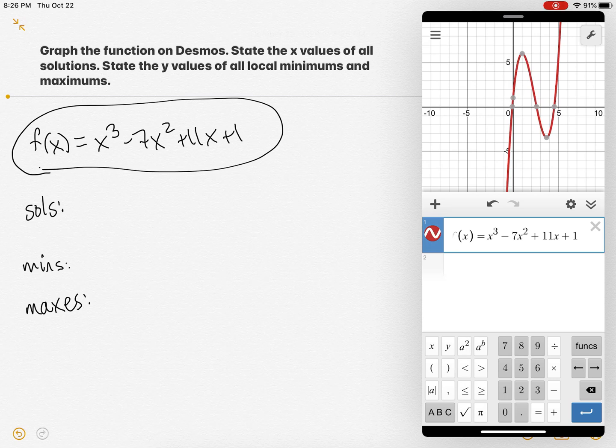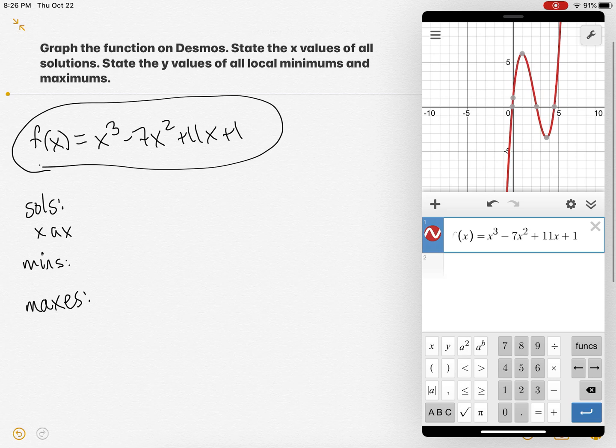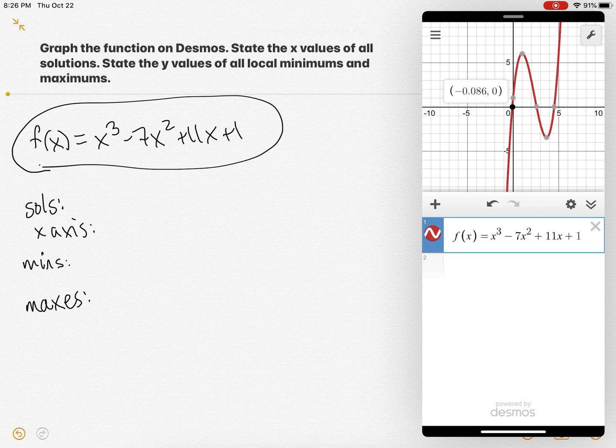Just like before, we see that Desmos highlights the interesting stuff. Some of these interesting things we won't care about. What we do care about are solutions, which is where the graph crosses the x-axis. Where does the graph cross the x-axis? It happens 3 times. If I click on those, Desmos will tell me where they happen. I'm going to list just the x coordinate. So my first solution is at -0.086.